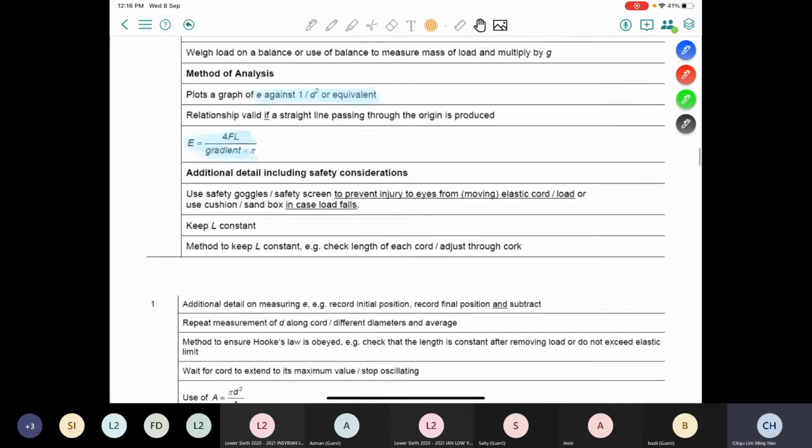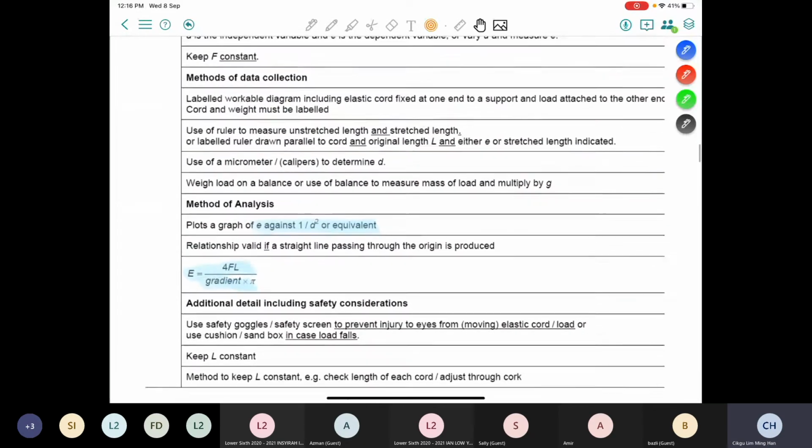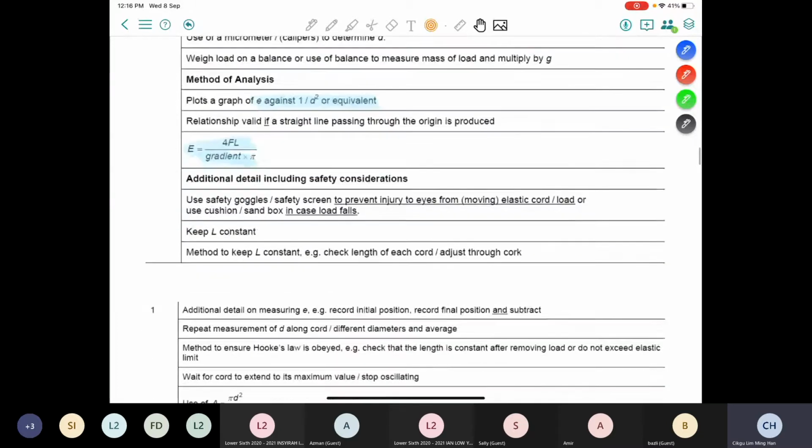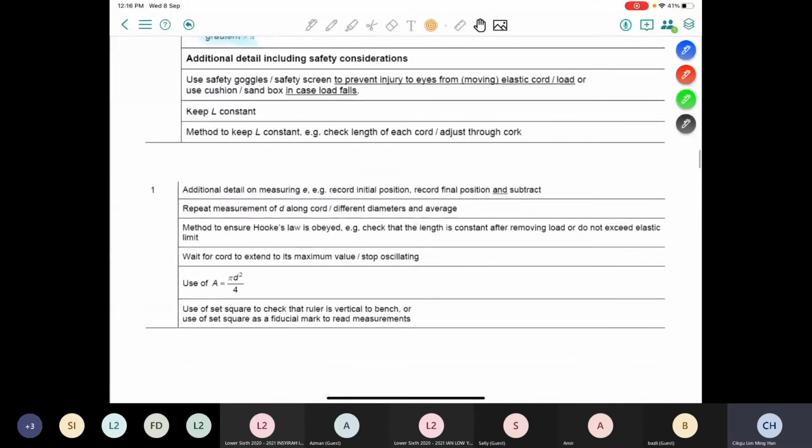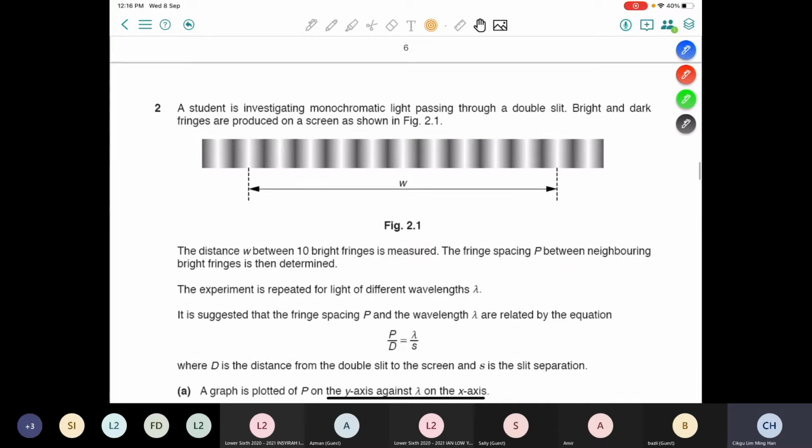So please do me a favor and go through the mark scheme here. Make sure that you are able to take down all the necessary information. For example, we did mention diameter at different areas, and so on. Oh, this is something new: use a set square to check the ruler is vertical. Because we are trying to find the extension of the length, the ruler has to be straight. It counts as extra.